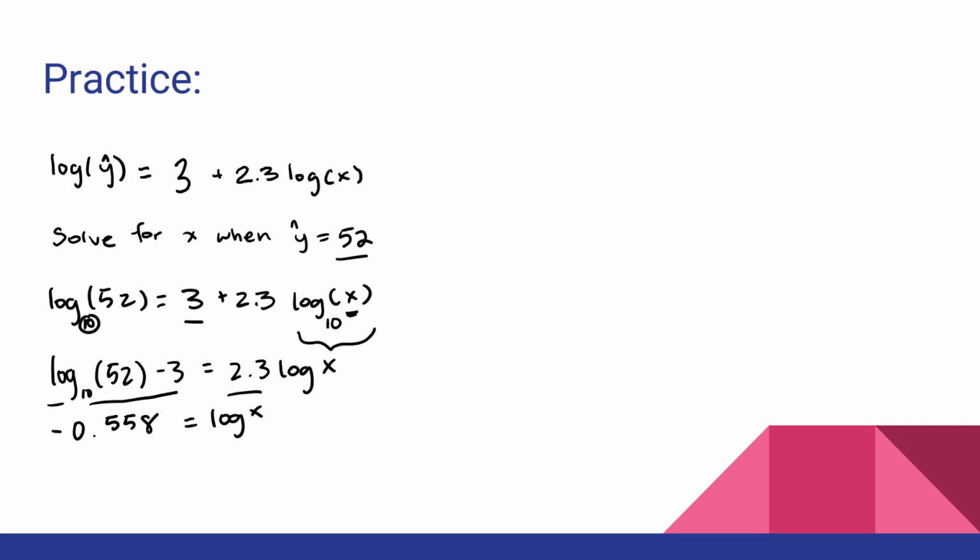And now we do a little bit of a rotation to get rid of our log and solve for x. So since we don't see anything down here, we can just put an invisible base 10 here. And now we bring x down, and then negative 0.558 goes into an exponent. So x is equal to 10 to the power of negative 0.558, which is equal to 0.2765. So now we know that when y hat is equal to 52, our x is equal to 0.2765.